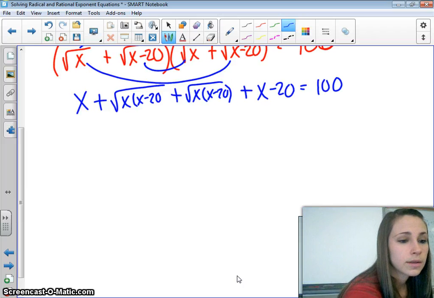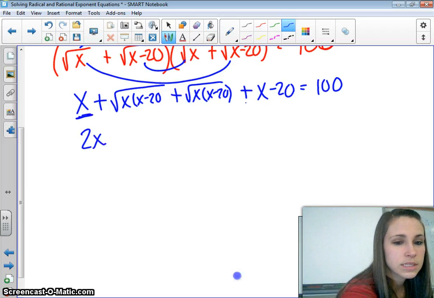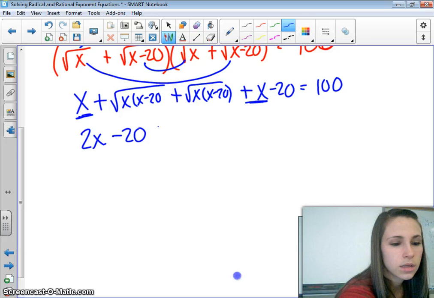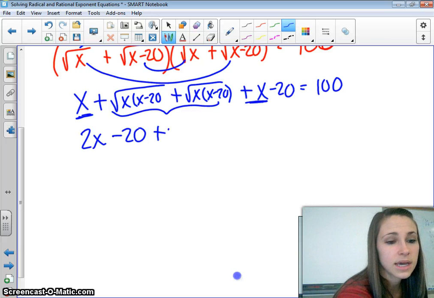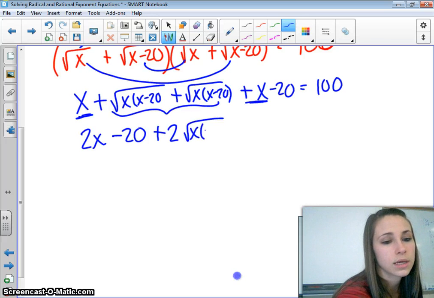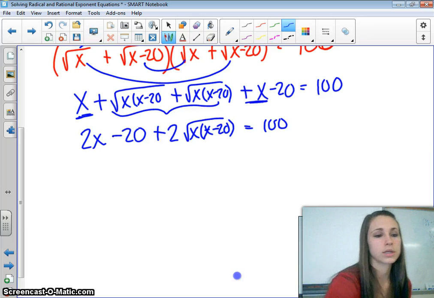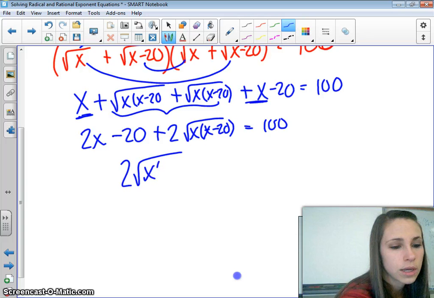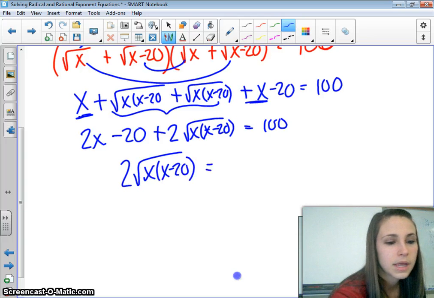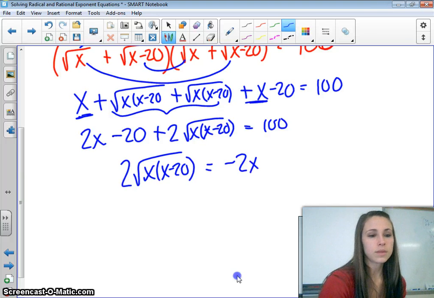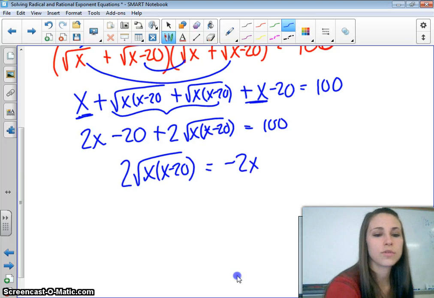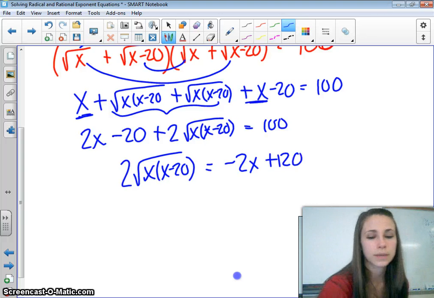Okay, so then I'm going to go ahead and combine like terms here. That's going to give me 2x from this x and this x minus 20, plus, when I combine these, 2 square roots of x times x minus 20 equals 100. Now I'm going to do the same thing I did on the last one and take the 2x and the negative 20 and move them to the other side. So this is going to be 2 square root of x times x minus 20 equals negative 2x. And then when I add the 20 over, that's going to give me plus 120.